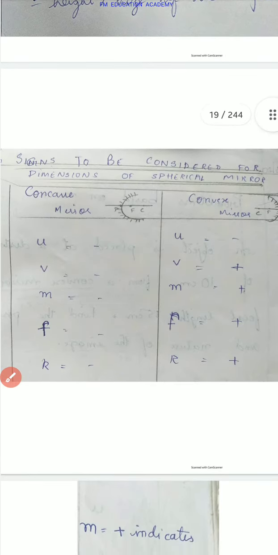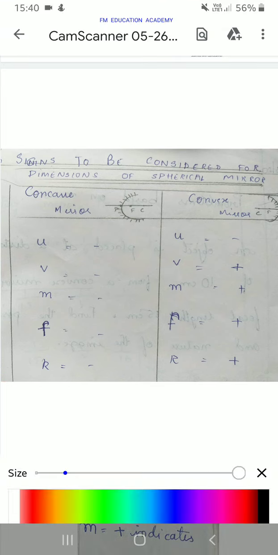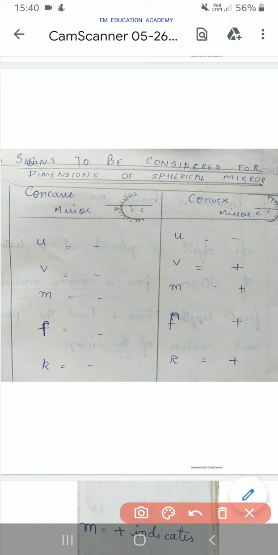Next, signs to be considered for dimensions of spherical mirrors. These signs are important for solving problems. Okay, I'll give you a hint. I have combined everything in one PDF. No need to study anything else apart from this.